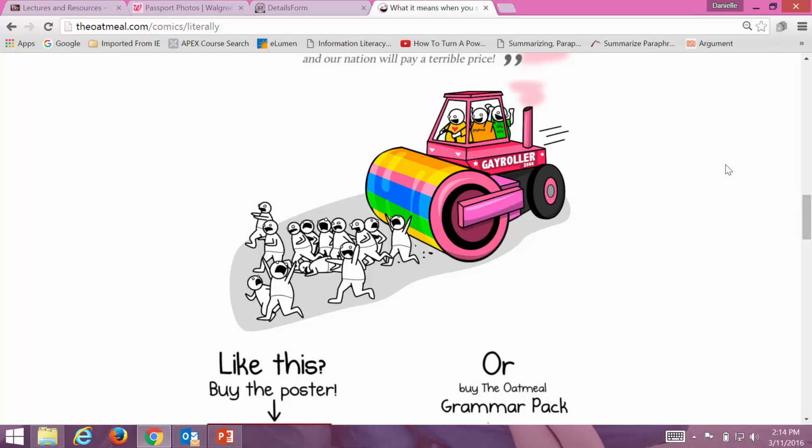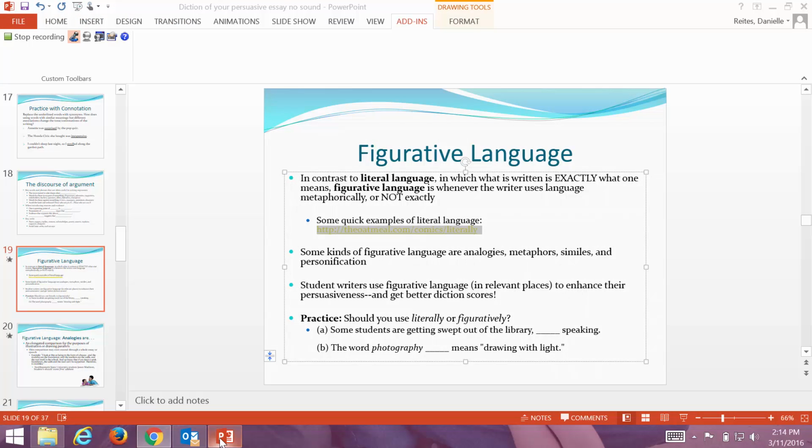So, no matter your political stance, I thought that was kind of funny, and that it did illustrate the concept of literally versus figuratively quite well.